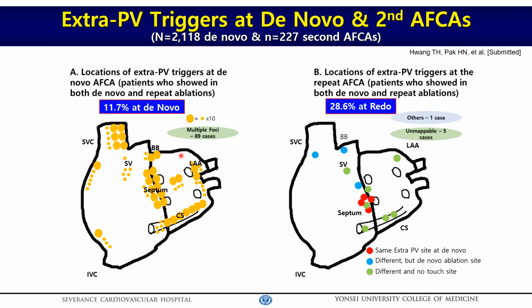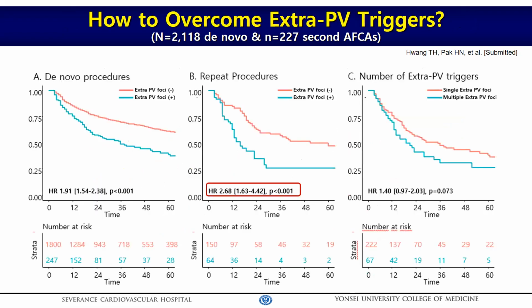LA posterior wall and appendage foci still exist, but not in the high ranking. And I would like to emphasize that 30% of extra PV foci mapped at de novo and Redo procedures matched with previous empirical ablation sites. As you expected, the rhythm outcome was worse in patients with extra PV triggers in both de novo and after Redo repeat ablations, and it was even worse in patients with multiple extra PV triggers than those with a single extra PV trigger.